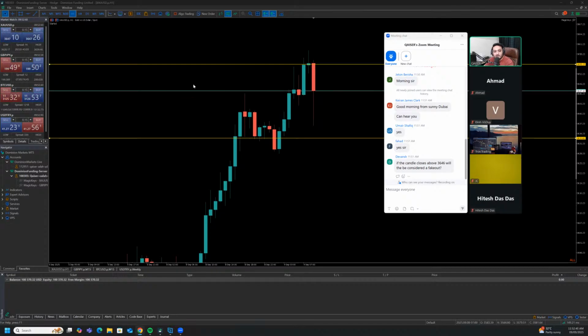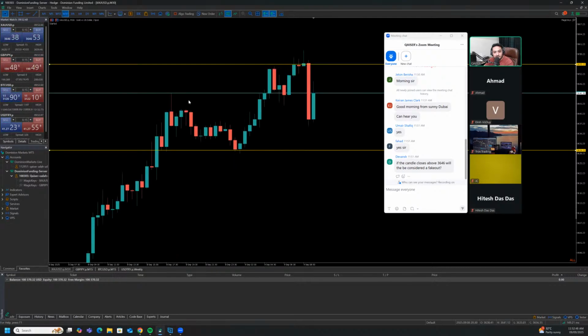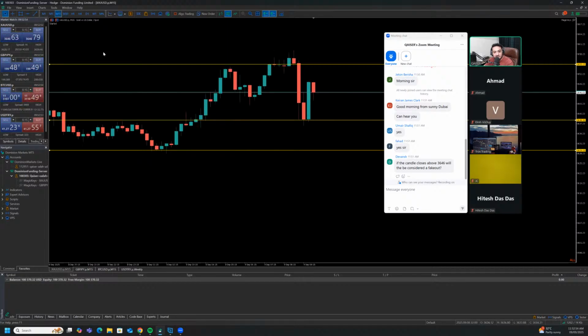Let's go from H1 to M30 to get a better picture. I need to keep this support here on M30. M30 actually created a support area, I think. Let's look at the M15 time frame.